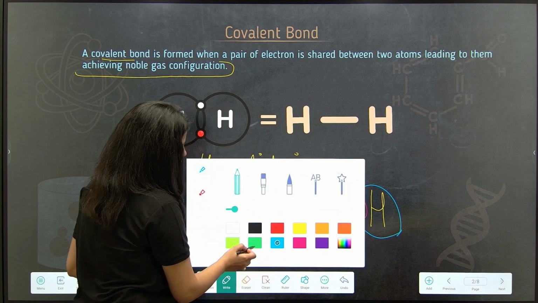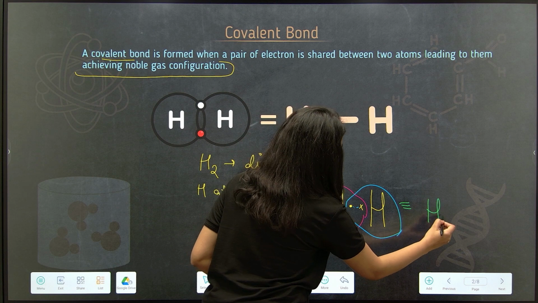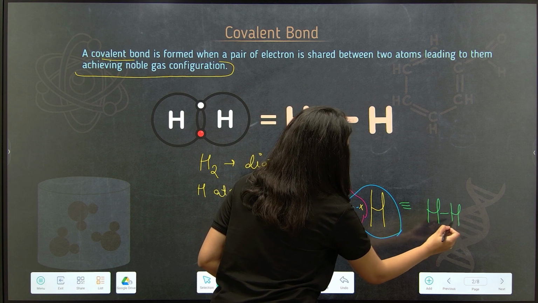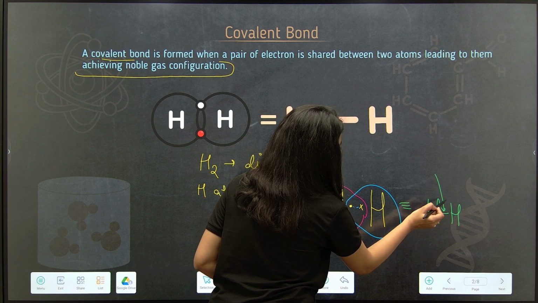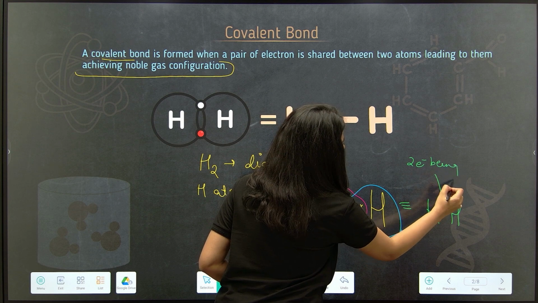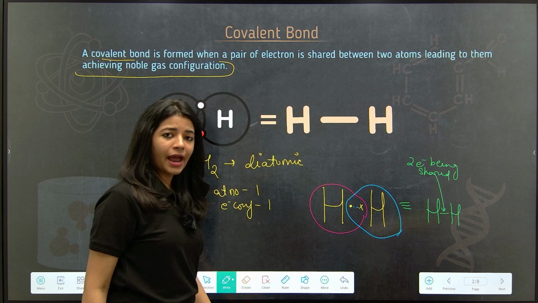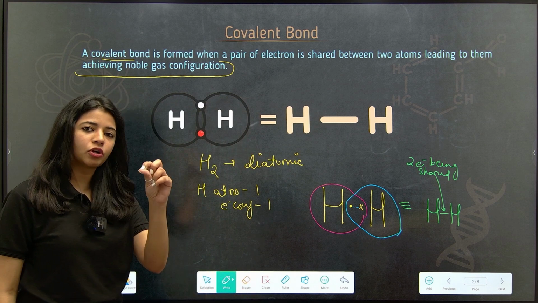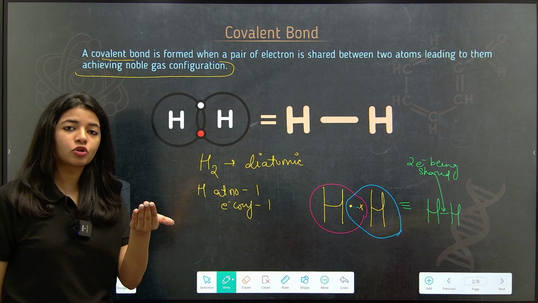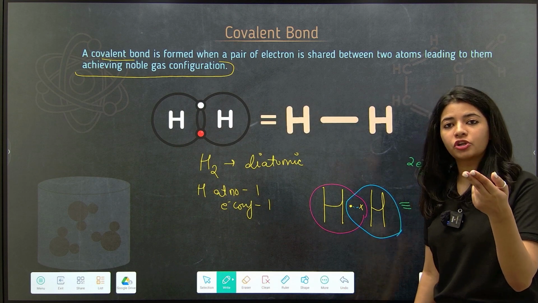If I have to draw H2, I will draw something like this. This is equivalent to H. So there is a single bond. This bond represents 2 electrons being shared, 1 electron from each hydrogen atom. So I will simply put a horizontal line, which is also known as a bond, to show that 2 electrons have been shared.